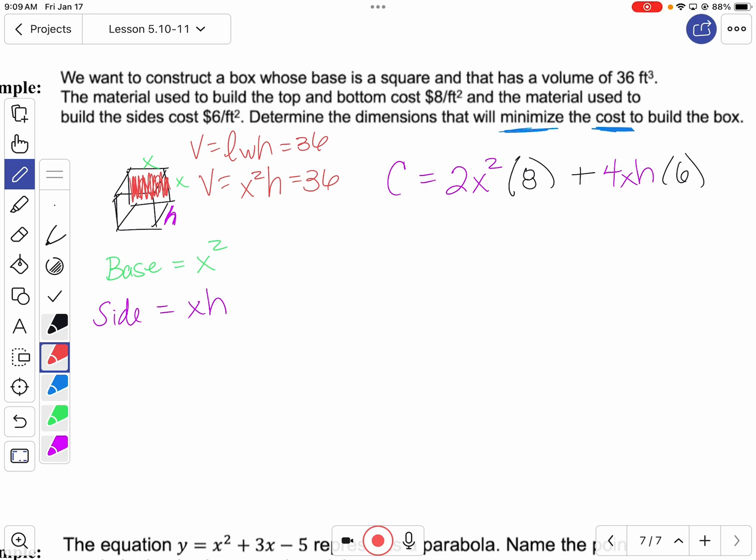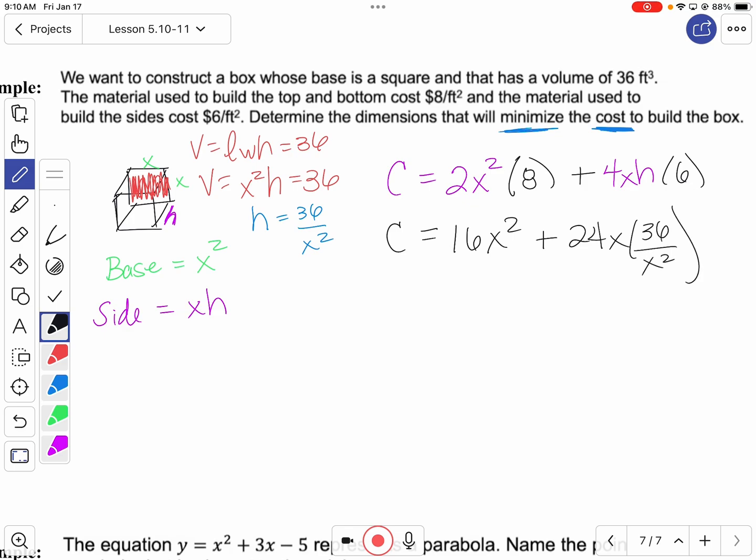If I look at my cost function, which I'm going to take the derivative of, I've got more x's than I do h's. If I could get that h out, it would help me. So could I use the volume formula to get my h? Sure. H would be 36 divided by x squared. So we're going to replace that over here. 8 times 2 would give me 16x squared plus 24x, and then my h is going to be 36 over x squared.